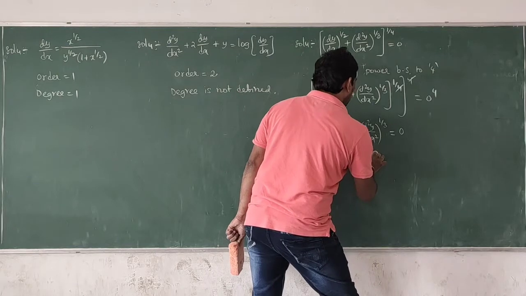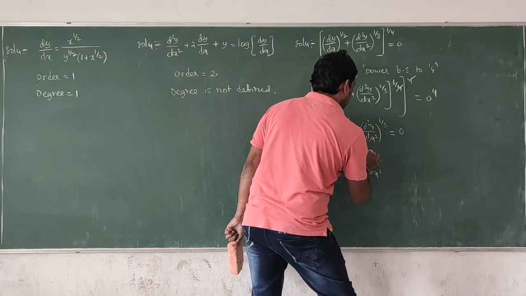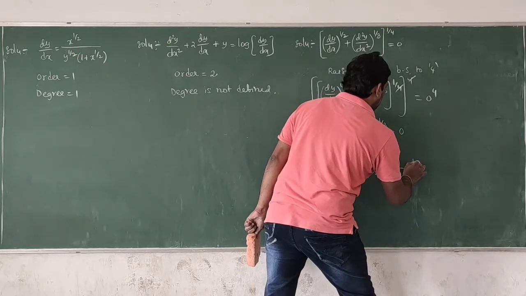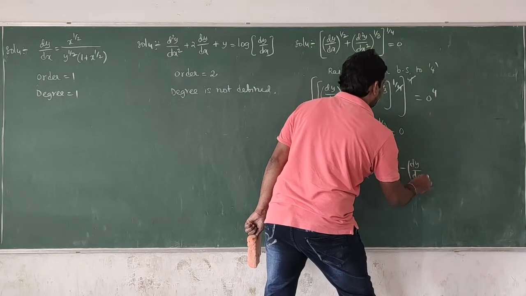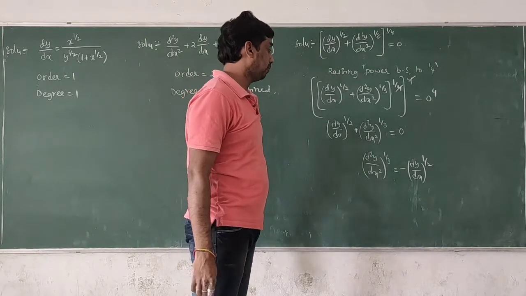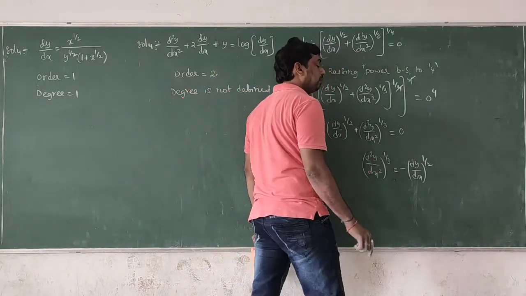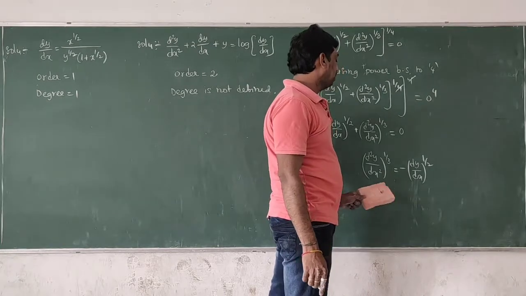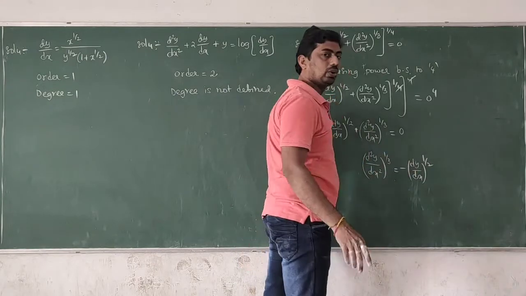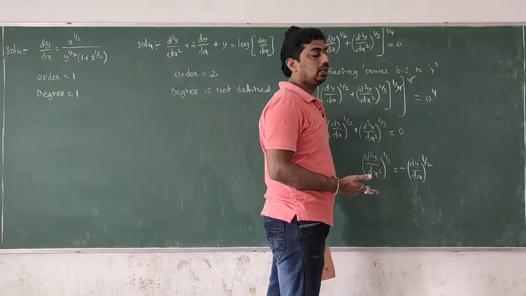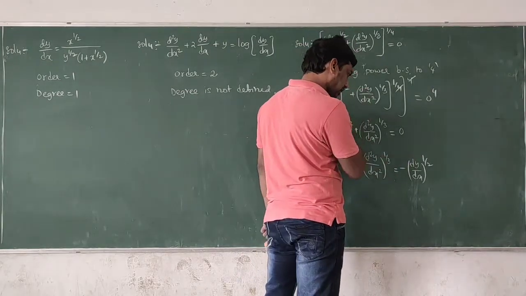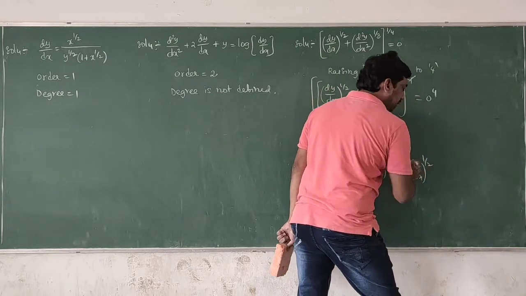Now d square y by dx square whole power 1 by 3 equals, taking dy by dx whole power 1 by 2 to the opposite side, minus dy by dx whole power 1 by 2. Now we need to simplify. Again the derivative terms have fractional powers, so we need to reduce the powers to non-negative integers. Here it is 3 and here 2. Only 2, we square directly on both sides. Only 3, we cube directly on both sides. But here we have 3 and 2, so we need to raise the power to the LCM of 3 comma 2.